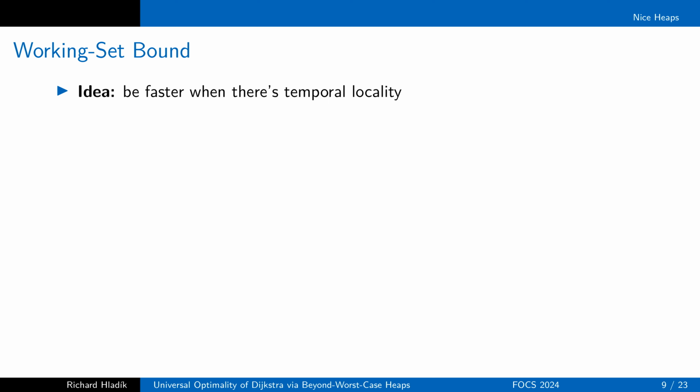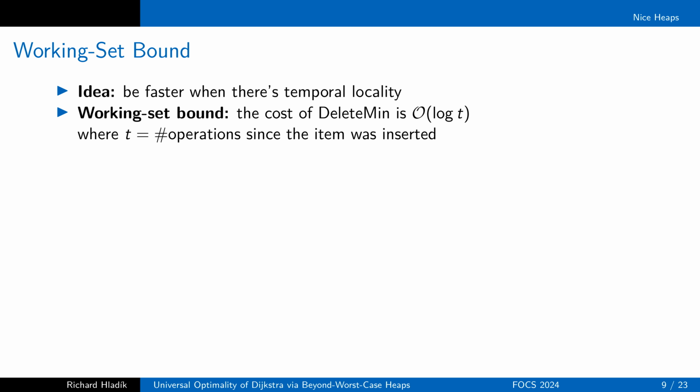And we could hope that then we are somehow faster. One way of formalizing this is the working set bound, which basically says that the cost of deleting an item, deleting the minimum, isn't logarithmic in the size of the heap, but it's only logarithmic in the age of the minimum, where age is measured by the number of operations that have elapsed since we inserted that item.